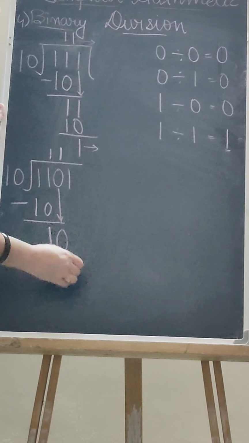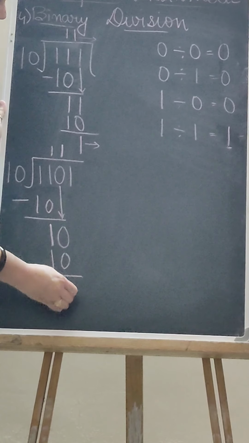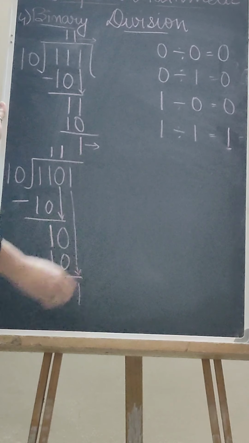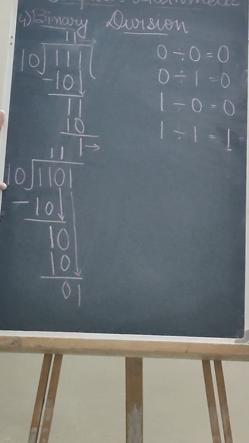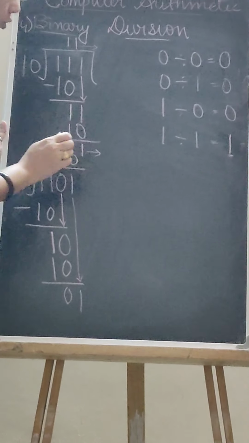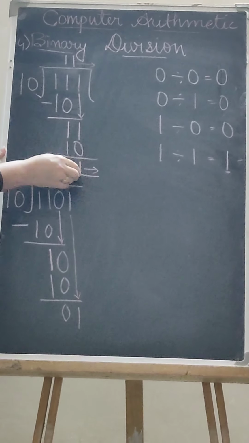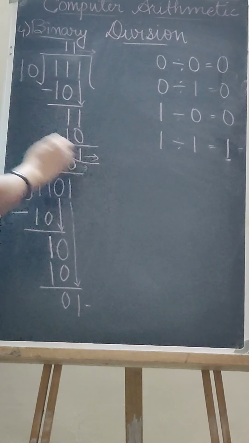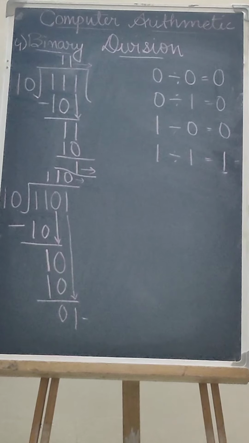1 0 into 1 is 1. So this will be 0 and this one will be written here. As this 1 is smaller than this, so we cannot divide it further and we have to put 1 0 here. Right? So this is the remainder and this is the quotient. Like this you can do division.